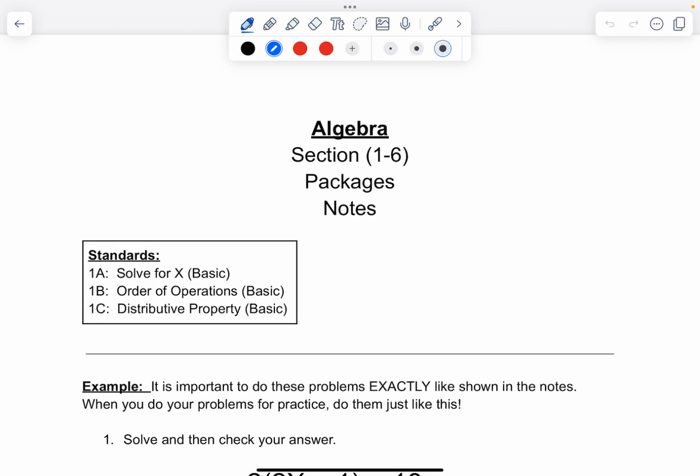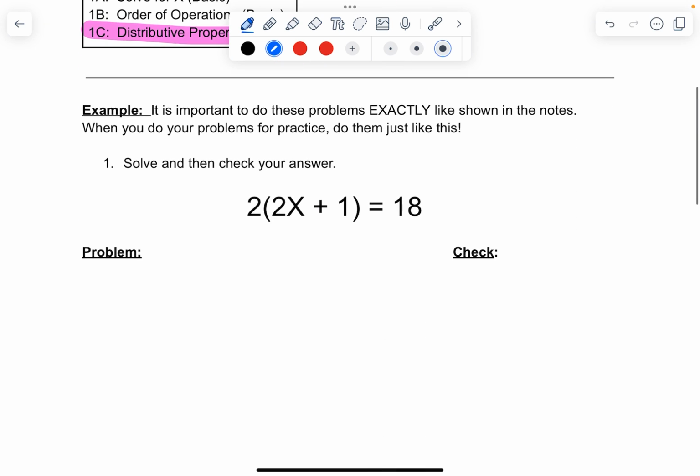Today, the move that we are going to look at is something called packages. And we've seen it before. It's actually the distributive property, which is the next standard. But we're going to look at it a little bit different way. Now, again, a gentle reminder that you do the problems for your assignments just like shown in class and in these notes. And if you have questions, please let me know.